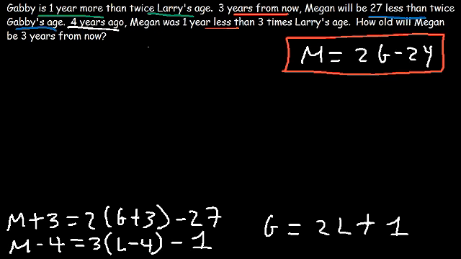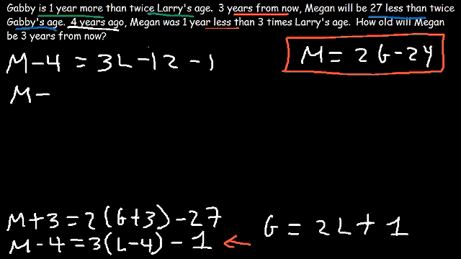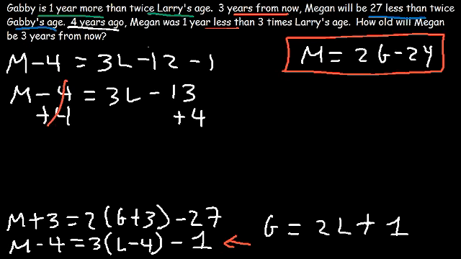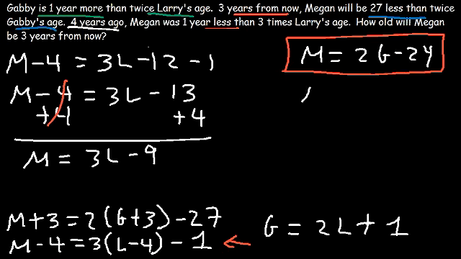So in this equation, I'm going to isolate M again. So M minus 4, let's distribute the 3. It's going to be 3L minus 12 minus 1. Negative 12 minus 1 is negative 13. Now let's add 4 to both sides. So M is equal to 3L, negative 13 plus 4 is negative 9.